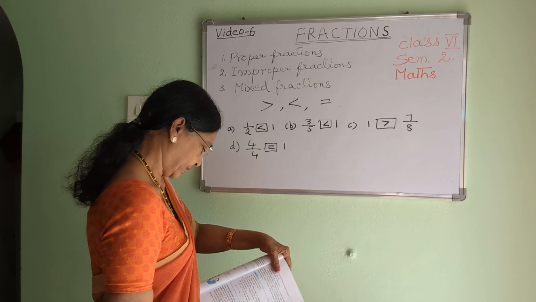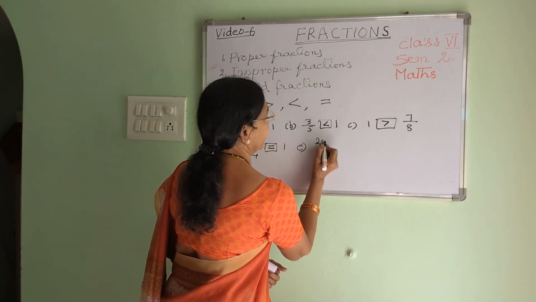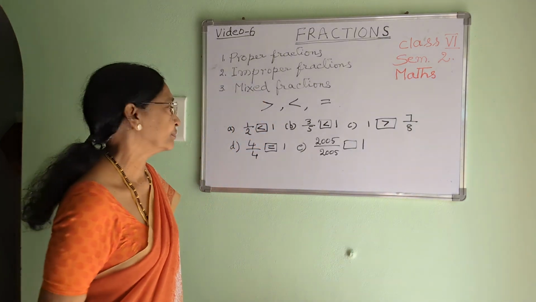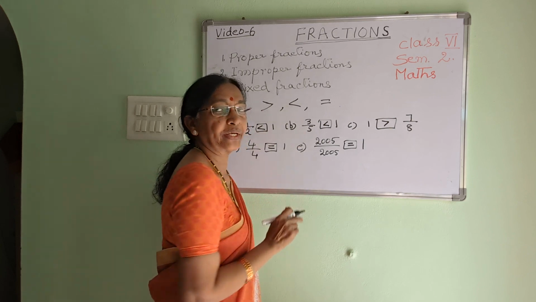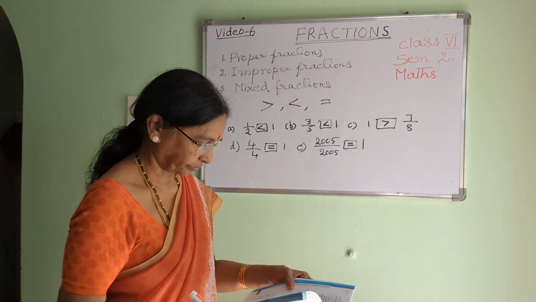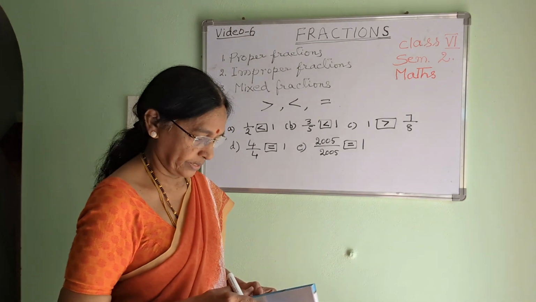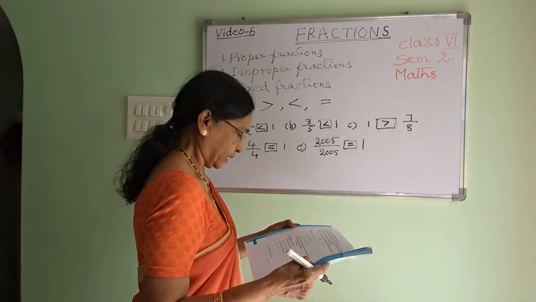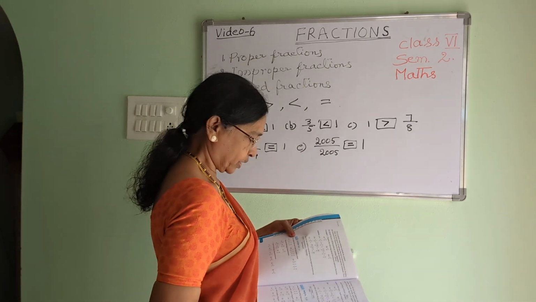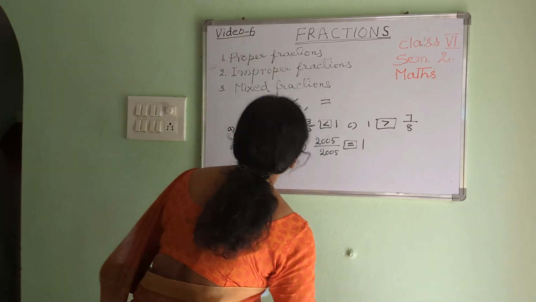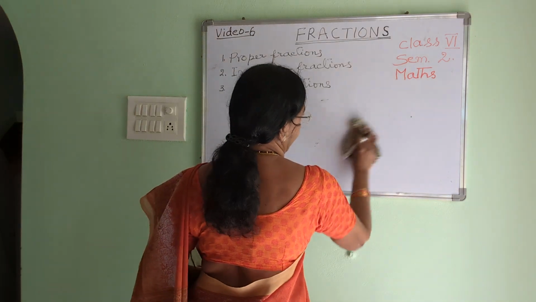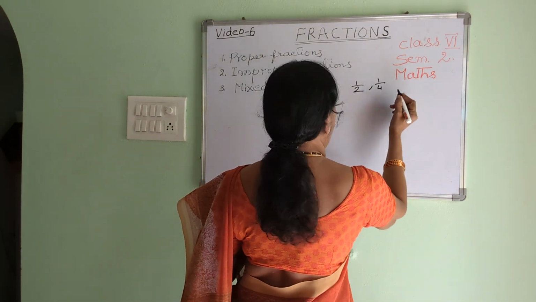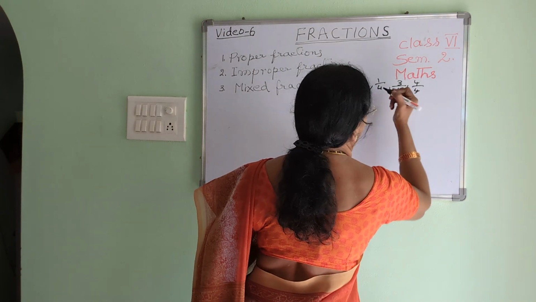Next, E. 2005 divided by 2005, 1. This is also equal to 1 because numerator is equal to denominator, therefore its value is 1. Now we will go to the next exercise. Draw number lines and locate the points half, 1 by 4, 3 by 4, 4 by 4 on the number lines.